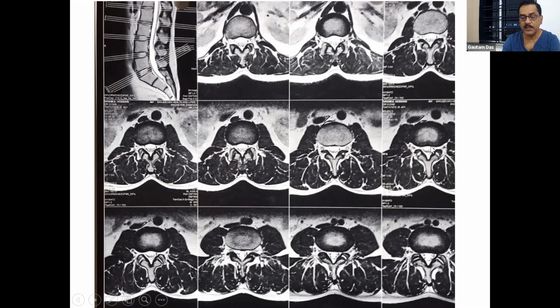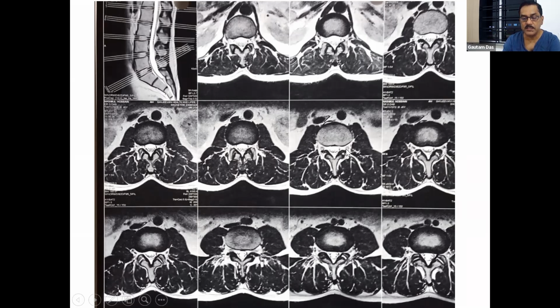This is your spinal canal. This black area is your ligamentum flavum. This is your neural foramen. This black dot is your traversing nerve root, and this black dot is your exiting nerve root. This white area is the foramen. Okay, so here also you can see the things.